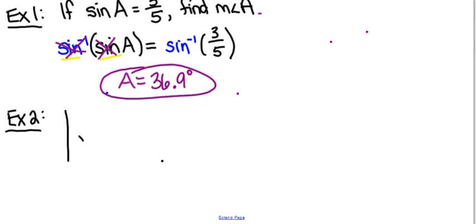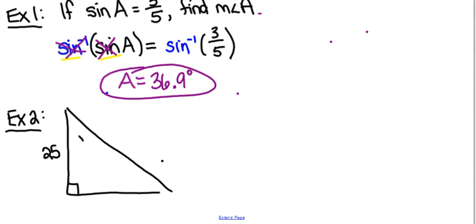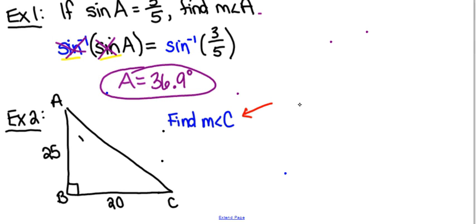So I'm going to say we've got this right triangle. And we know that one of our legs measures 25 and another leg measures 20. I'm going to label this triangle ABC. And let's just suppose that the question wants us to find the measure of angle C. Well, the first thing that I notice is that we're finding the measure of an angle, so we're going to need to use inverse trig.